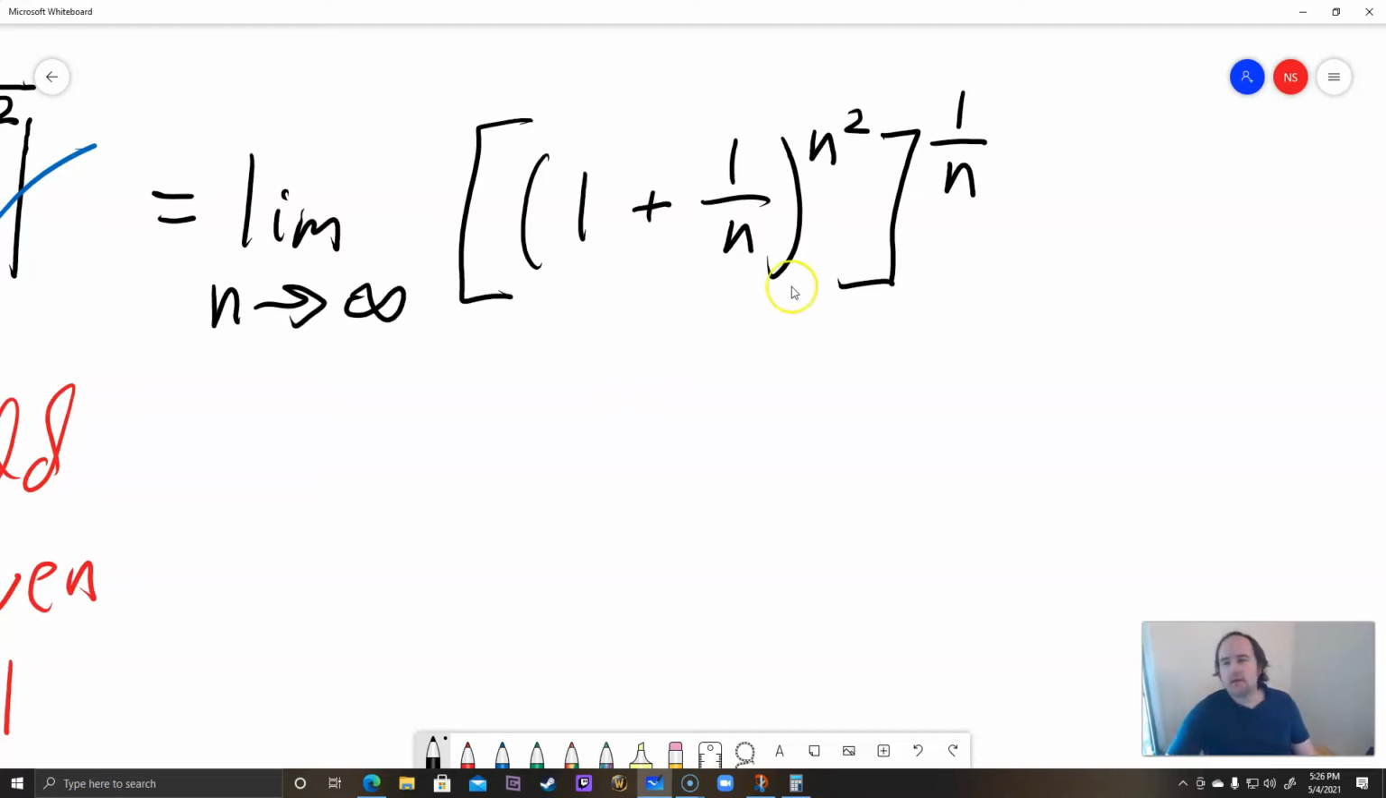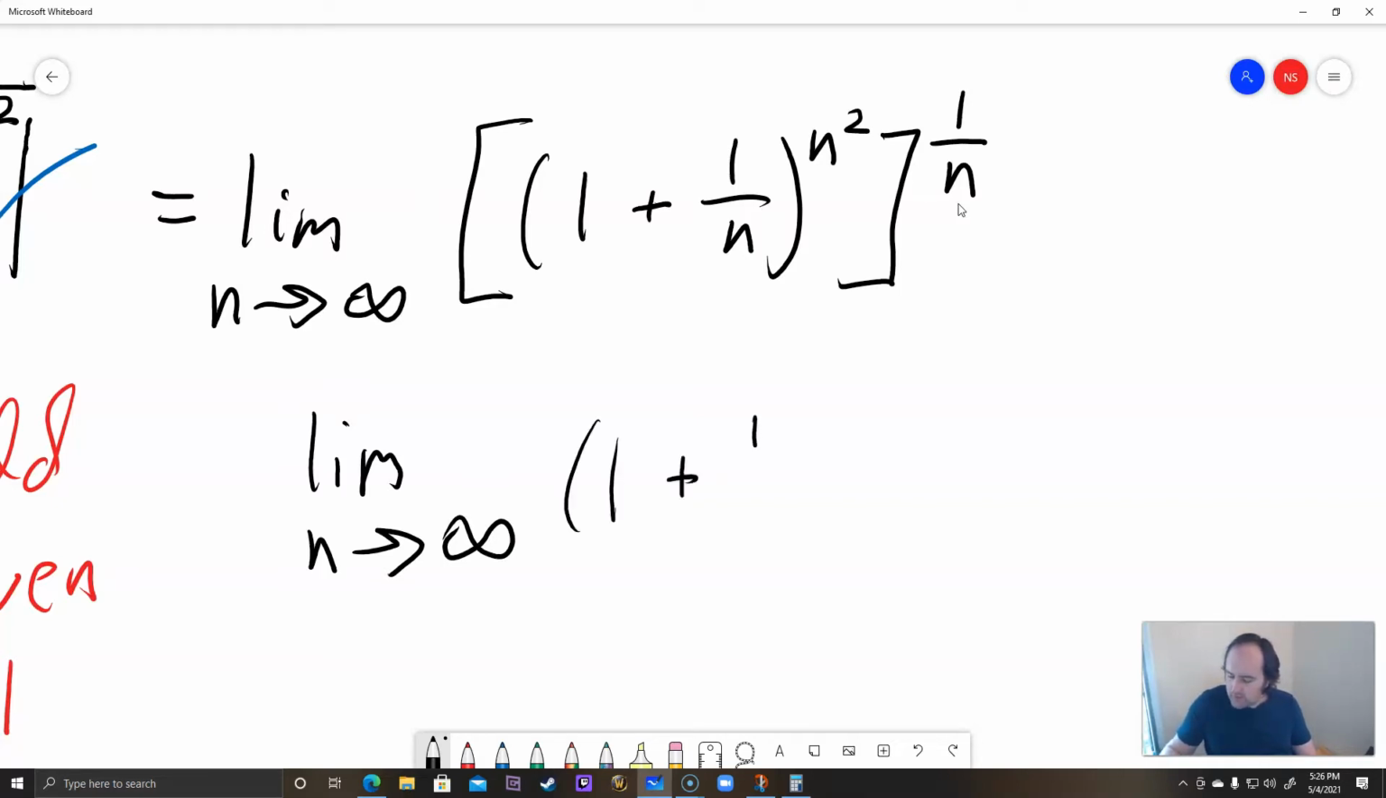And then remember here, if we use the rules of exponents, we can just multiply the exponents. So multiplying the exponents, we get limit as n goes to infinity of parentheses 1 plus 1 over n to the n squared times 1 over n. So the n squared and the n are going to cancel there. So we're just going to end up with an n in the numerator.